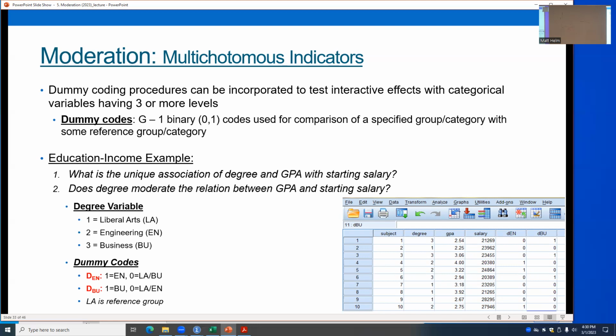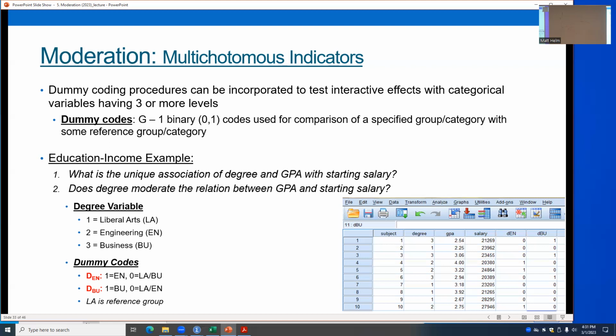Okay. Degree is a categorical variable. It's not continuous. There's no rank order. It's just that different people have different degrees, right? So within this set, we've got a liberal arts degree, we've got an engineering degree, and then we've got a business degree, coded 1, 2, 3, okay? Now I can't just plug that into a regression model. It's not going to make any sense.